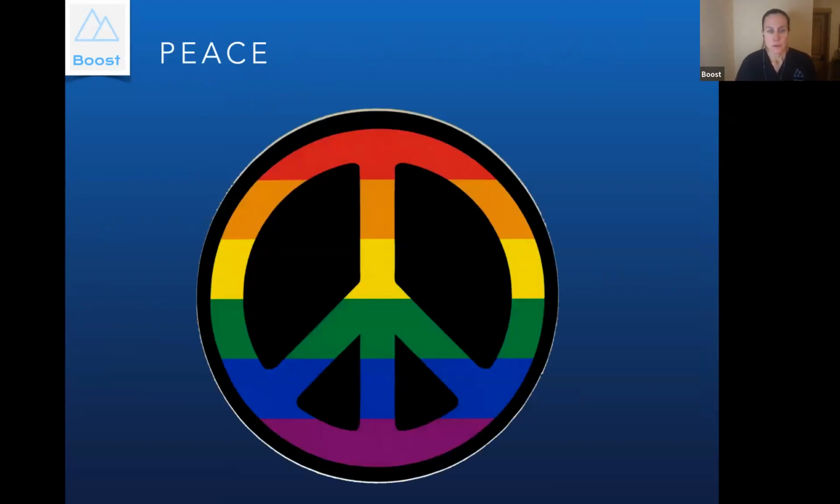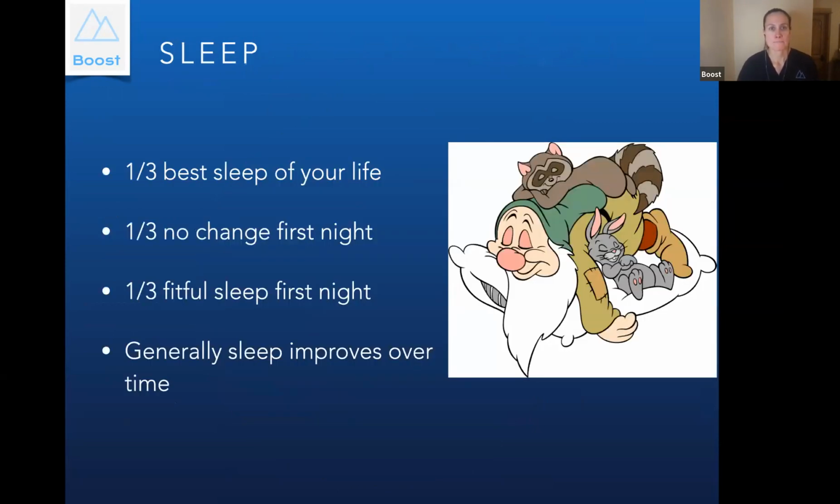So the number one word that people use to describe their feeling after a stellate ganglion block is a sense of peace. And I've heard this over and over again. And as I mentioned before, some people will say, I didn't know I could feel this way, or I haven't felt this way since before my trauma. But overall, it's just a sense of peace.